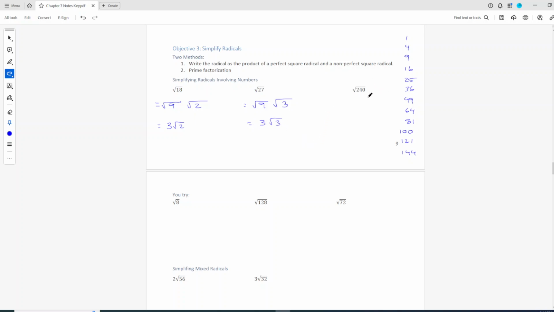Then we get a number like 240, and I don't even know what goes into it. So I want to look for the highest perfect square that goes into 240. So again, I start at half, which is 120. So I start dividing from the biggest to the smallest. You don't have to, but what that does is allow us to find the highest perfect square that goes in so that we can simplify fully.